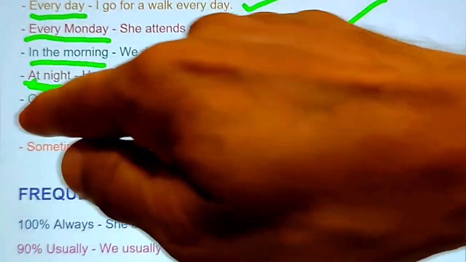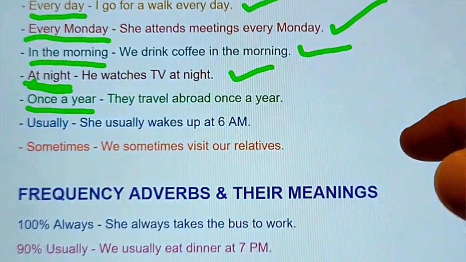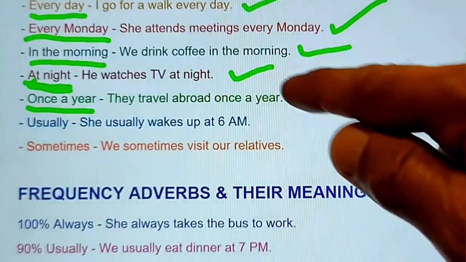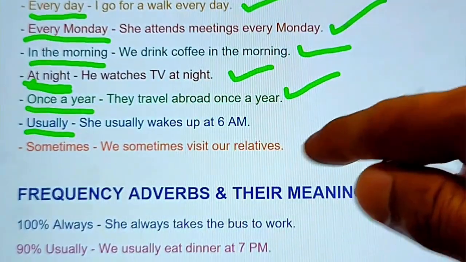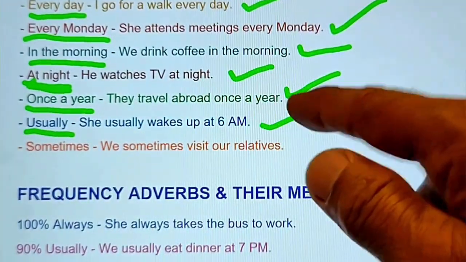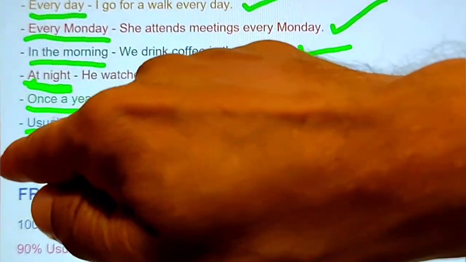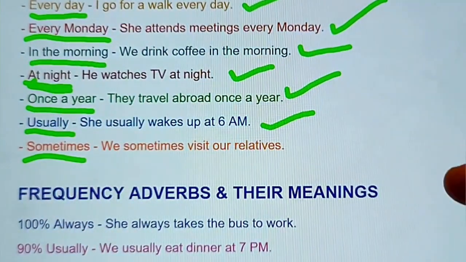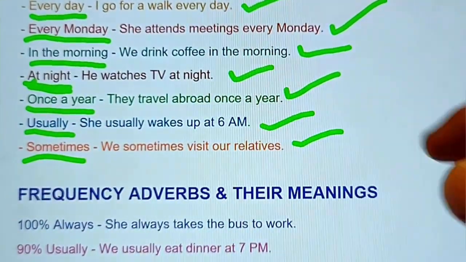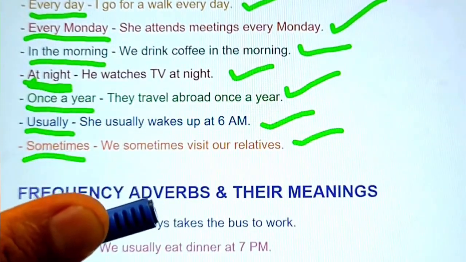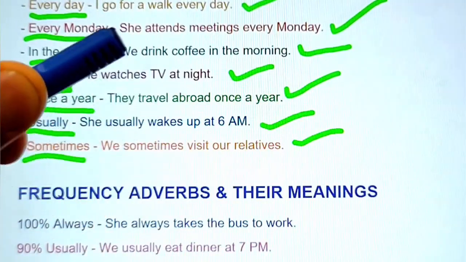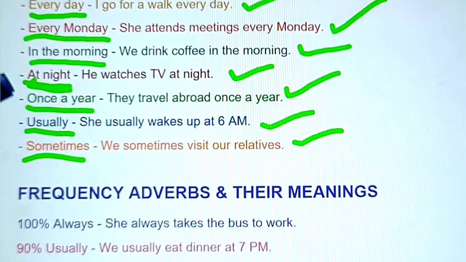And next one, once a year: they travel abroad once a year. And other is usually: she usually wakes up at 6 a.m. And next one is sometimes: we sometimes visit our relatives. So these are the time expressions we use in simple present tense. By remembering these time expressions, you can easily understand what tense it is.